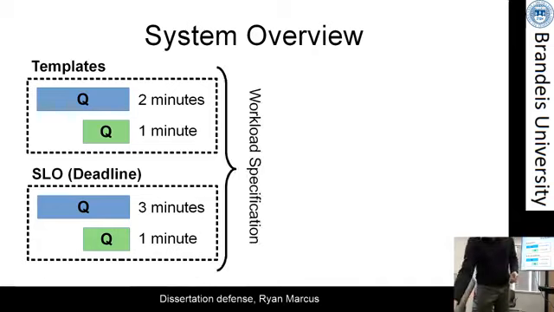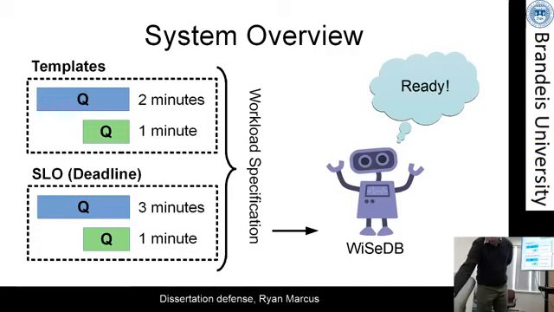We call this entire thing a workload specification. It specifies what the user is going to be sending us and how the user wants that to perform. And so we send this workload specification to WiseDB, and offline WiseDB does some computation and eventually says, okay, I'm ready. Here's what you get.